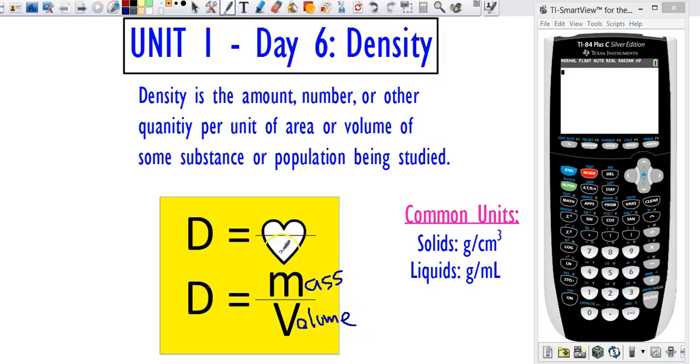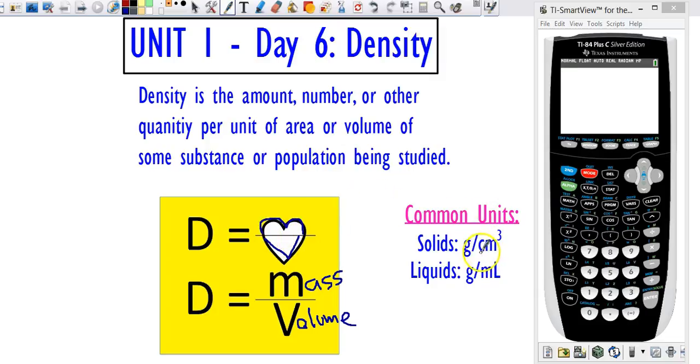You may be asking yourself, what is this heart with the line drawn through it supposed to represent? Well, think about the top half of the heart being the M for mass, and the bottom being the V for volume. You can thank Kelly Wilson for making that little visual to help you remember that. So it's mass divided by volume.